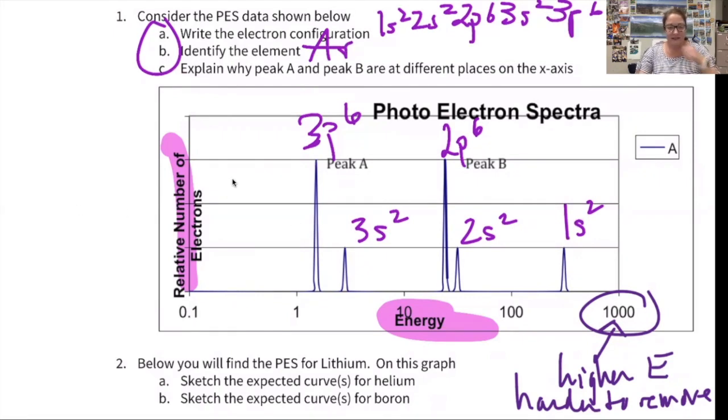C is asking me to explain why peak A and peak B are at different places on the x-axis. The location on the x-axis is how difficult the electrons are to remove. So peak B is at a different place on this axis because its electrons are closer to the nucleus and therefore harder to remove. Or I could say conversely that peak A, its electrons are at a lower energy because they're farther from the nucleus, held more weakly, and easier to remove.